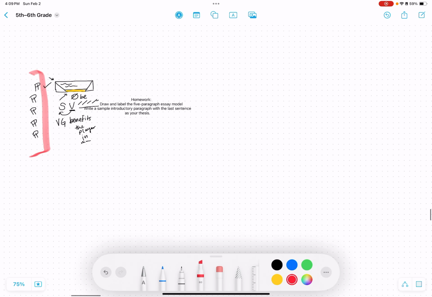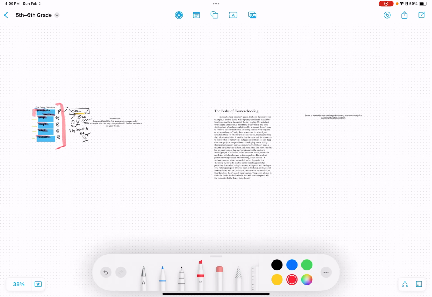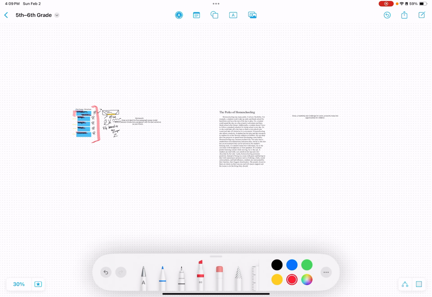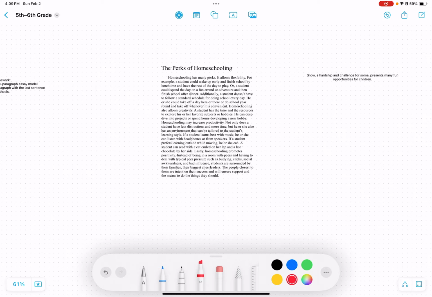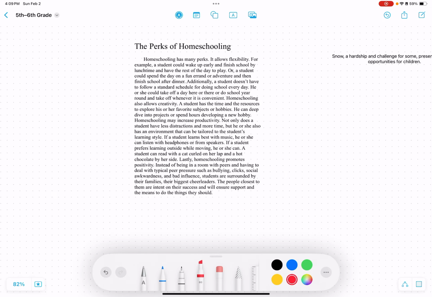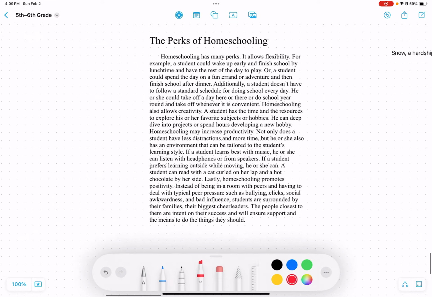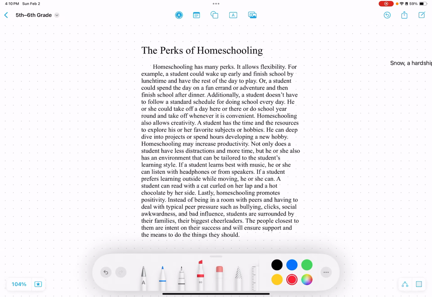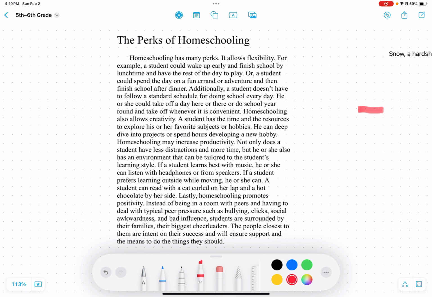Now, one of the things that came up with my students this week is some confusion. You were supposed to also have a revision of your paragraph, and one of the suggested topics I gave you that we brainstormed was the perks of homeschooling. So what we did, and what I'd like to do now, is we took our brainstorming and we created a short paragraph together.